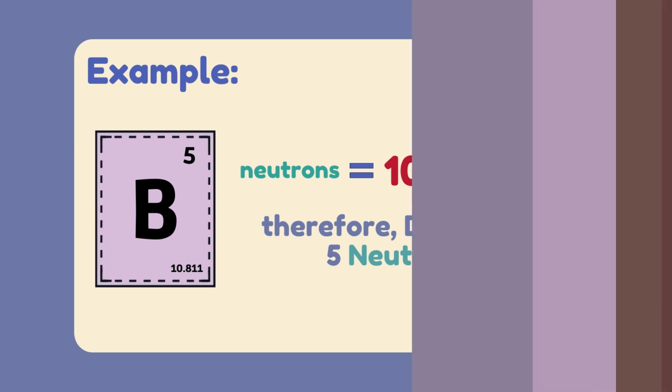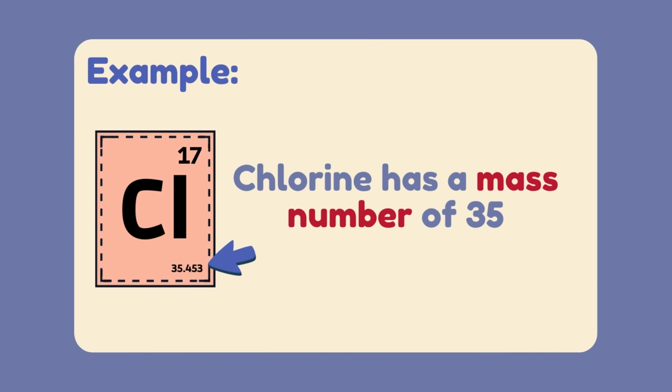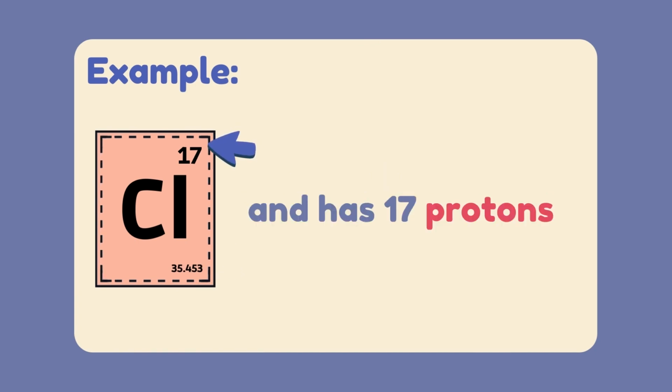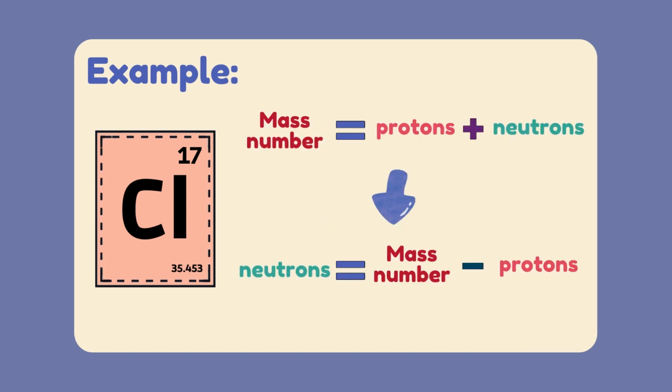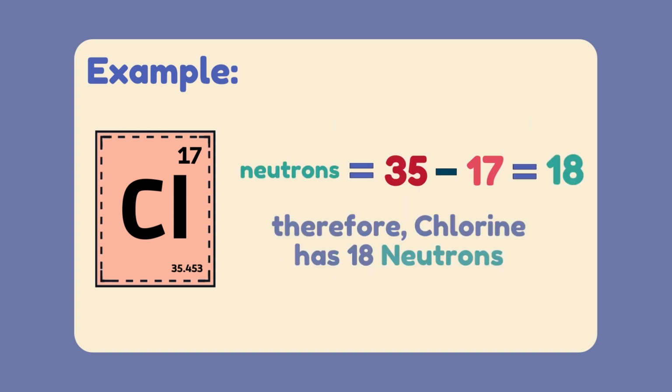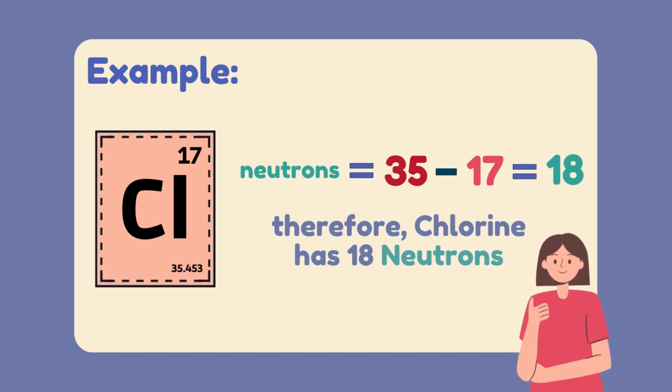Here's another example. Chlorine. Chlorine has a mass number of 35 and has 17 protons. How many neutrons does chlorine have? Let's see. We rearrange this so neutrons equals mass number minus protons. So, neutrons equals 35 minus 17, which is equal to 18. Therefore, chlorine has 18 neutrons.